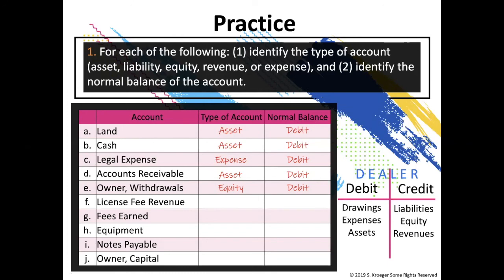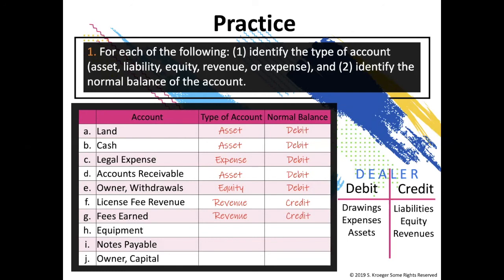Letter F, license fee revenue. This should be kind of easy. What type of an account is that? Revenue. And the normal balance, if you look, revenues here are on the credit side. G, fees earned. Remember, this is another way of describing revenue. Even though it's got the word fee in it, it's the fees we're earning by charging our customers or clients. This would be revenue, and revenues have a credit balance as you see in letter F.